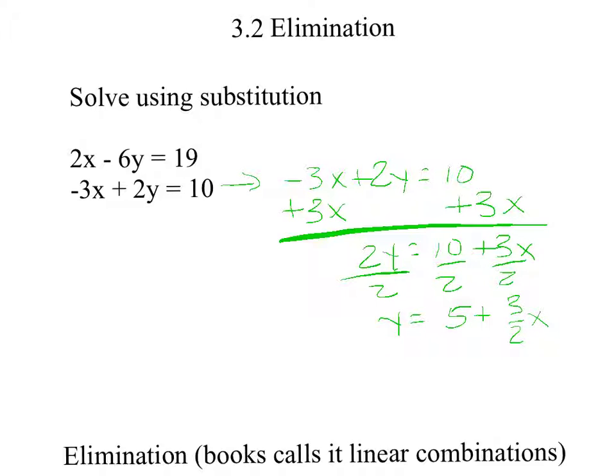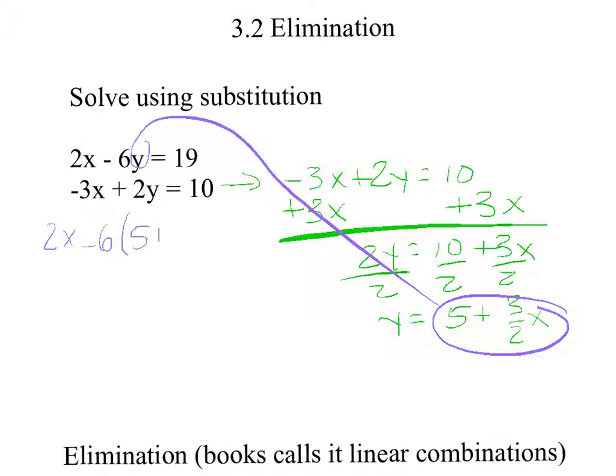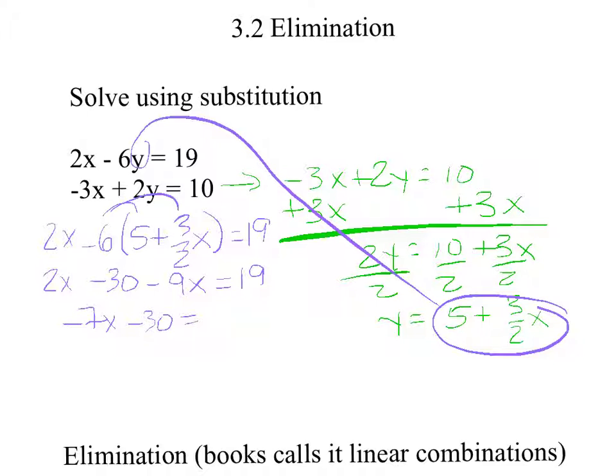Now I'm going to take that and plug it in for the y on the top. So I have 2x minus 6 times (5 plus 3/2 x) equals 19. So simplifying, I have 2x. Now I need to take that negative 6 and multiply it through. So I get minus 30. Minus, now 6 divided by 2 is 3, times 3 is 9x, equals 19. Combine my like terms, I get negative 7x minus 30 equals 19.